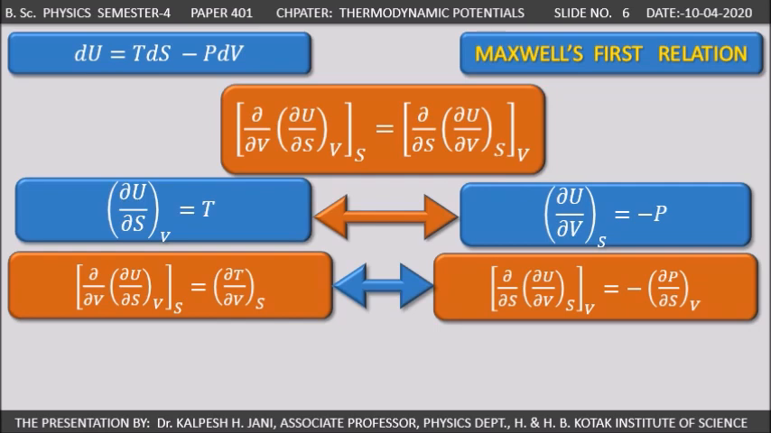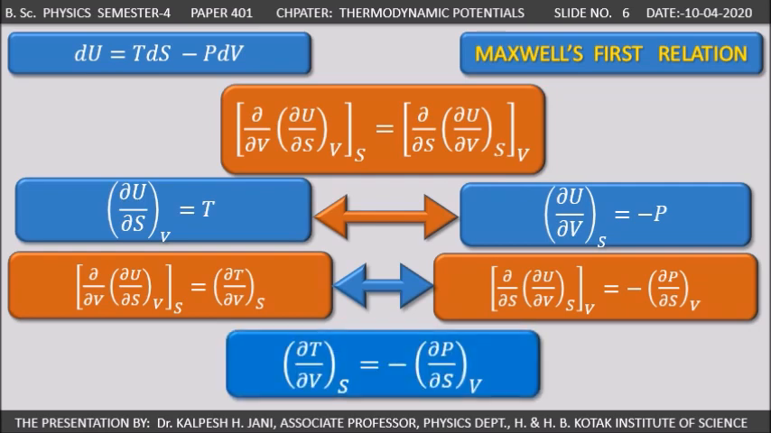So these are two second order differential terms, and according to the Schwarz theorem, these two terms must be equal to each other. So the expressions that we have derived on the right side of these two terms are also equal. So these are nothing but the first Maxwell relation. Del T by del V at a constant entropy S is nothing but equal to minus del P by del S at a constant volume V.